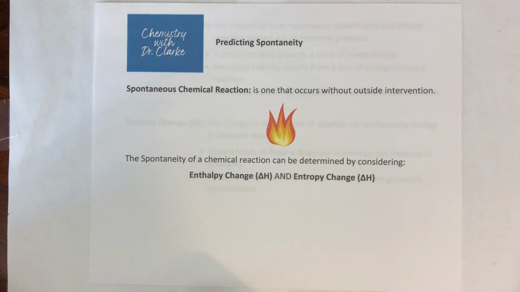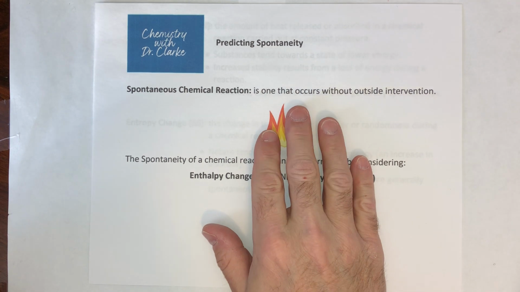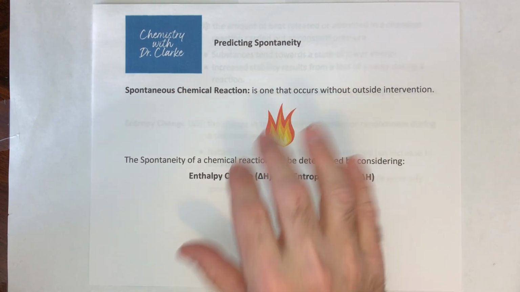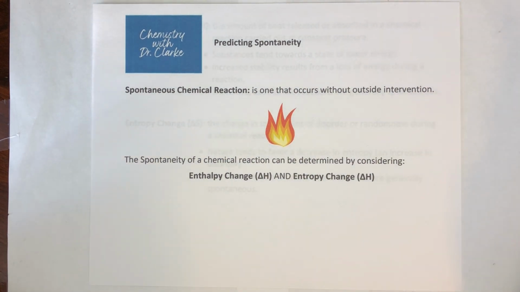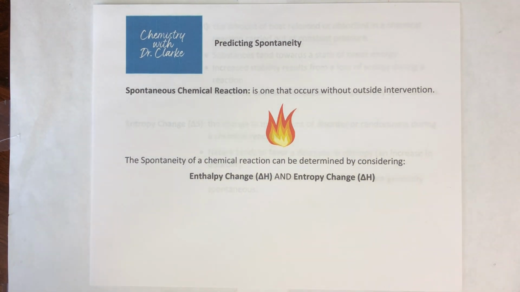If a chemical reaction is spontaneous, it means that it will occur without outside intervention. You don't have to do anything to make the reaction happen. It will just naturally take place.